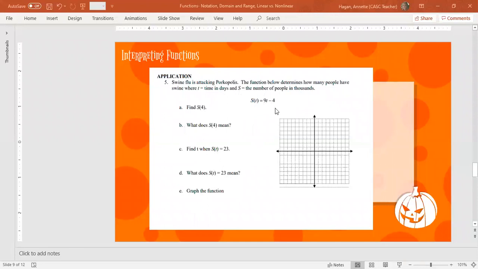Right now, just by looking at this, I know this is not a proportional relationship because it starts at negative 4. Okay, so what we're going to do to start is plug in 4 for T. So S of 4 means we use function S, and we put 4 in for T. So 9 times 4 minus 4 equals 36 minus 4, which is 32. And again, this is in thousands. So after 4 days, 32,000 people have the swine flu, okay? So it's 32, and then we say that is in thousands.